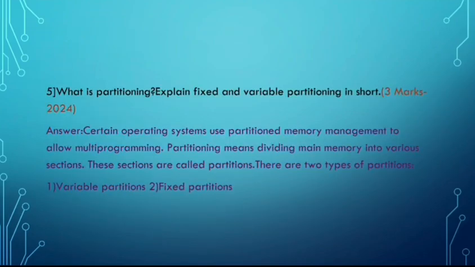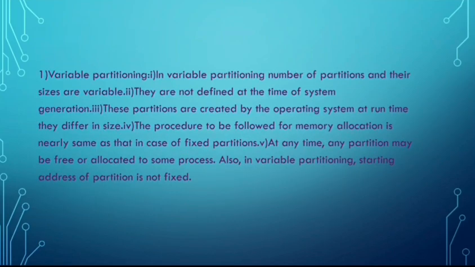Fifth question is, what is partitioning? Explain fixed and variable partitioning in short. This question is for 3 marks. Let's see what is meant by partitioning first. A certain operating system uses partition memory management to allow multi-programming. Partitioning means dividing main memory into various sections. These sections are called partitions. There are 2 types of partitioning. First is variable partitioning. Second is fixed partitioning.